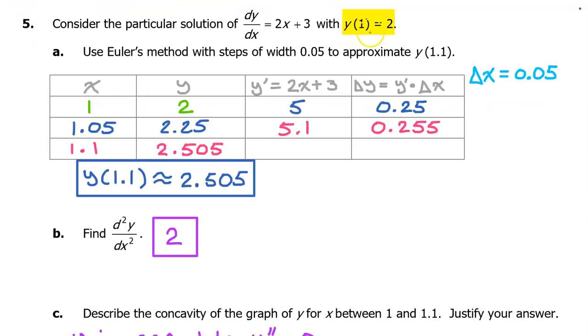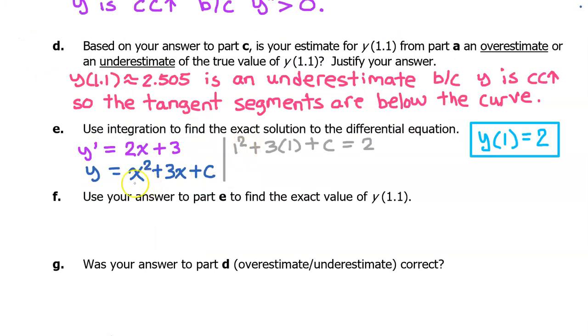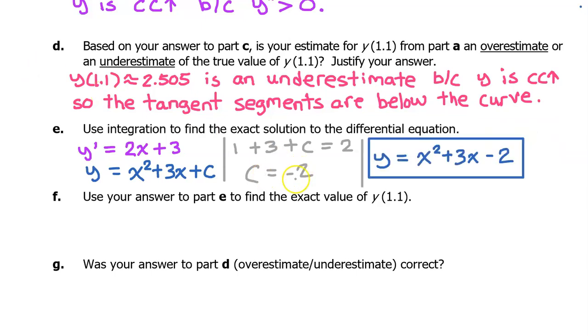We are given the initial point y at 1 equals 2. This means if we plug in 1 for x, we should get 2 for y. So 1 plus 3 plus c equals 2. In other words, 4 plus c is equal to 2. Subtracting 4 from both sides gives us c equals -2. Substituting -2 in for c gives us the exact solution of y equals x squared plus 3x minus 2.